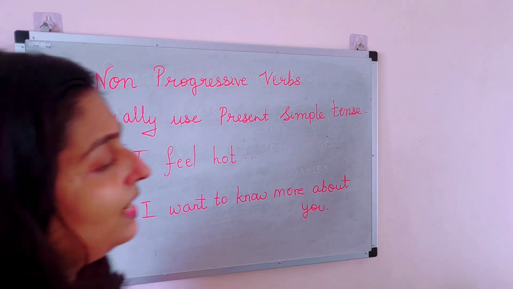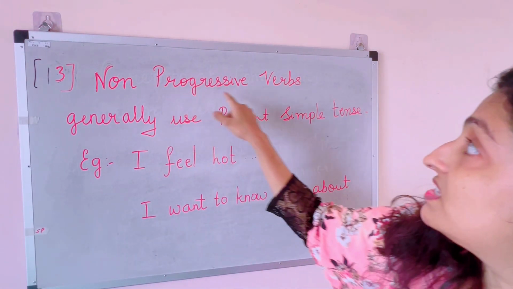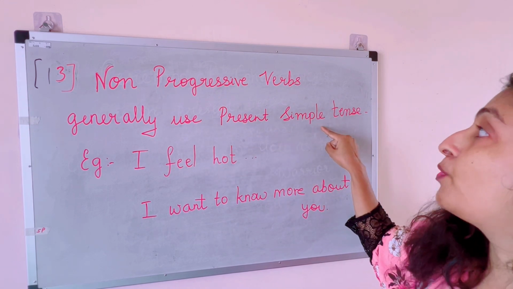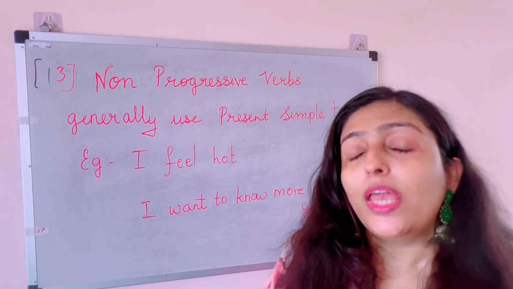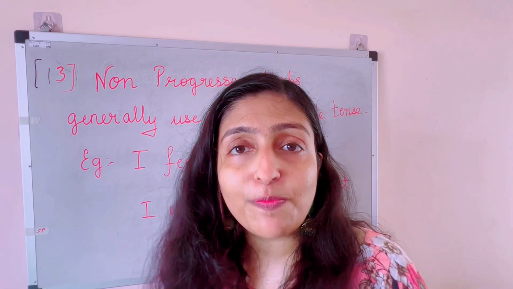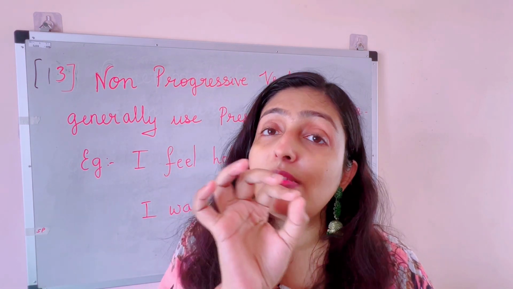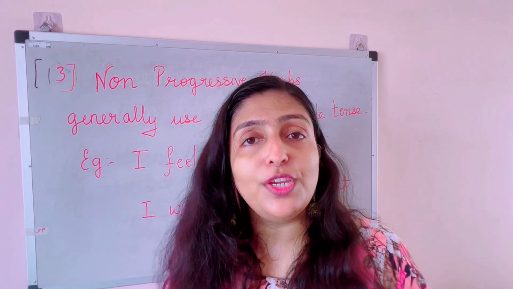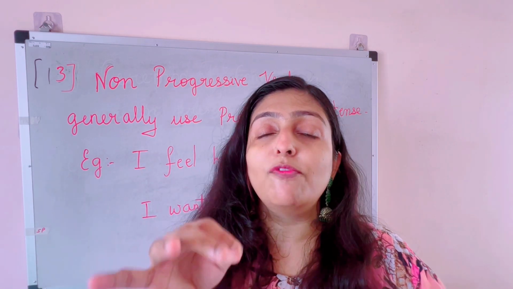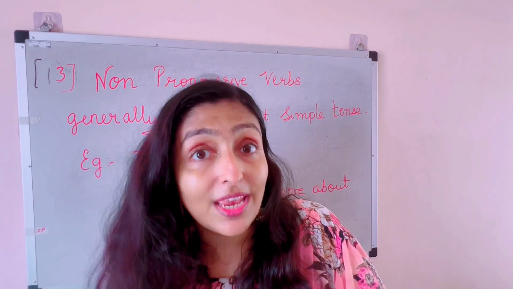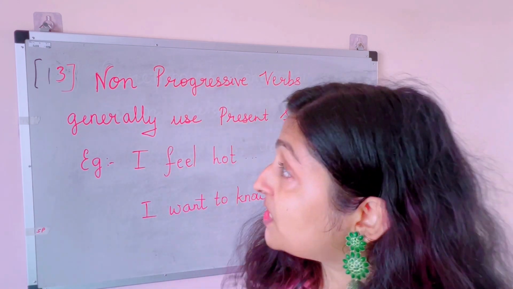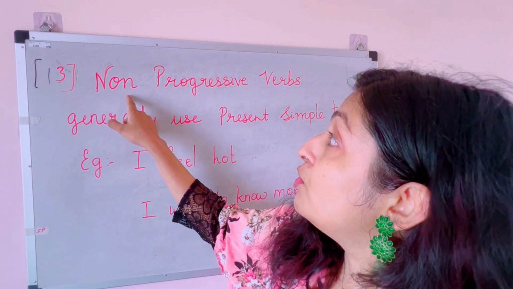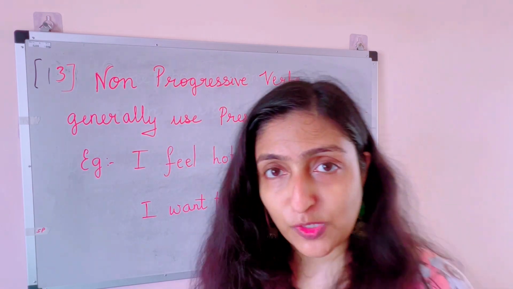Rule 13. Non-progressive verbs generally use simple present tense. Now, what are progressive verbs? Verbs in continuity. Progressive or continuity means that is ongoing. Verbs with ing are progressive verbs. Verbs that do not have ing are non-progressive verbs.